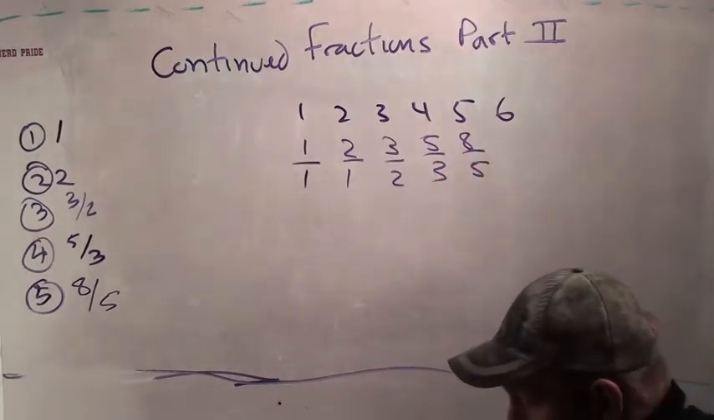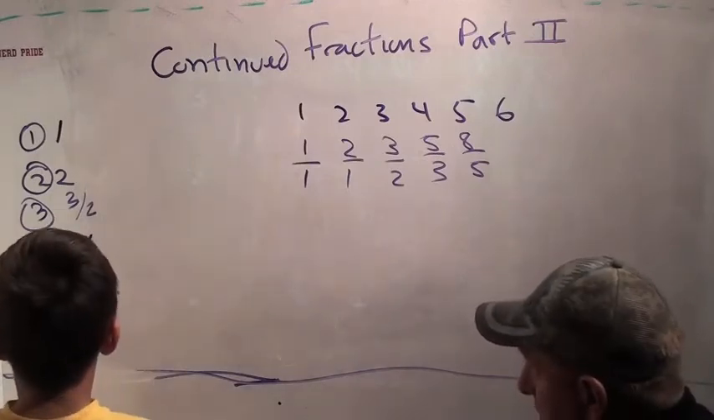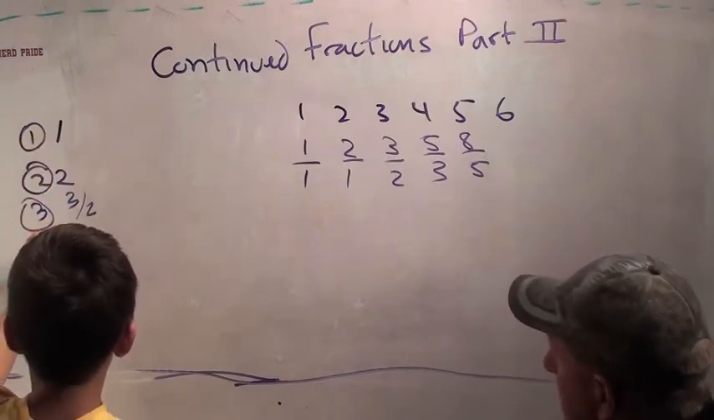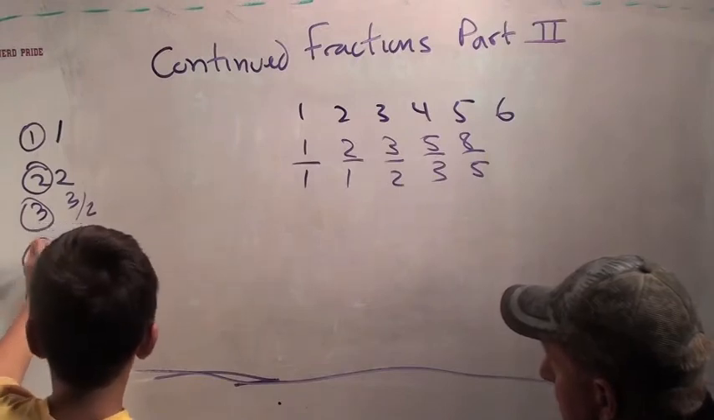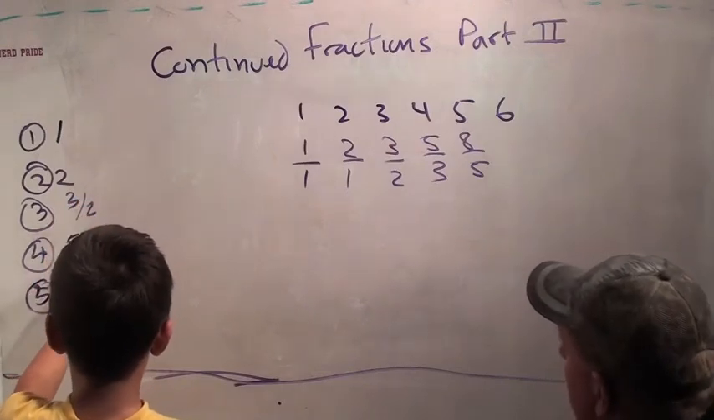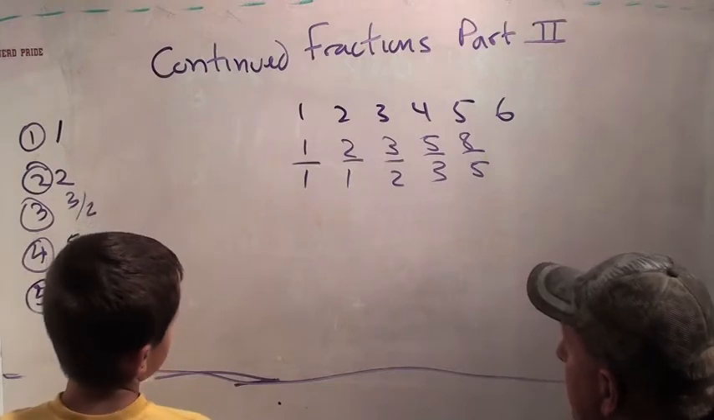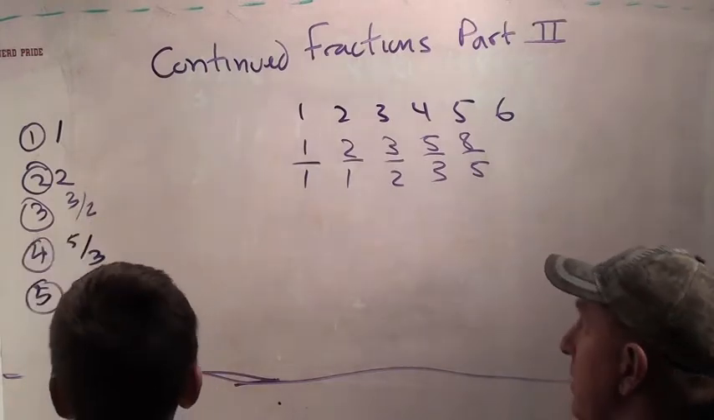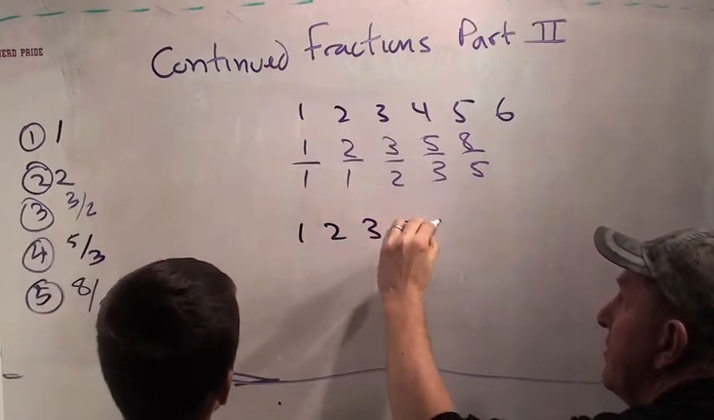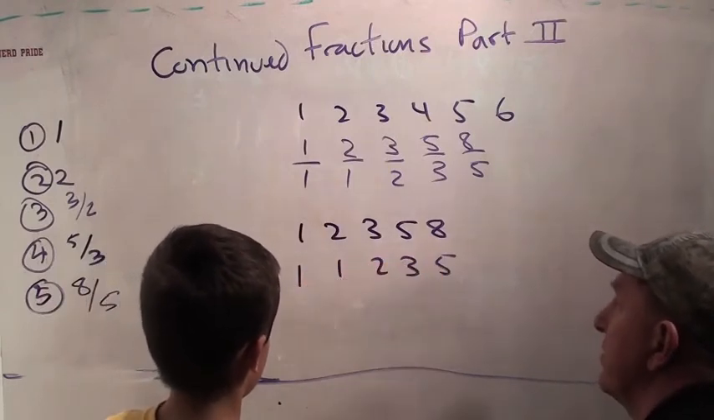Okay, so we have, I see something. What do you see? I see that this number increases by 2 to get to this number. Okay. And then this number increases by 3 to get to this number. This number increases by 1 to get to this number. And this number increases by 2 to get to this number. Oh, that's interesting. Okay. So here, look on the top of the fractions we have the pattern 1, 2, 3, 5, 8, and on the bottom we have the pattern 1, 1, 2, 3, 5.